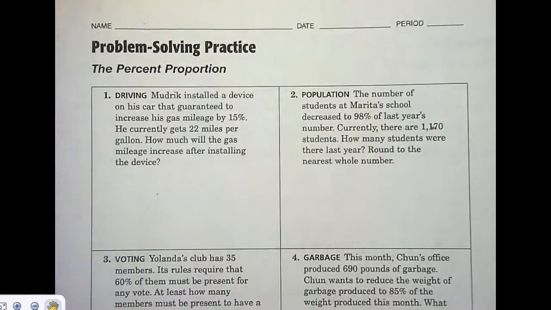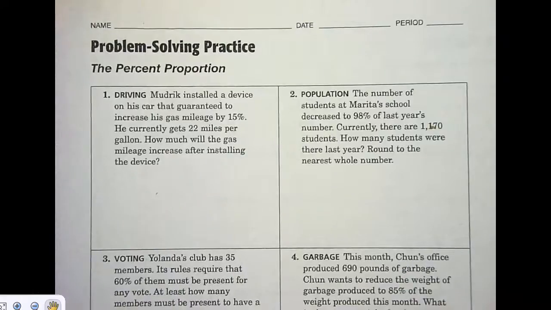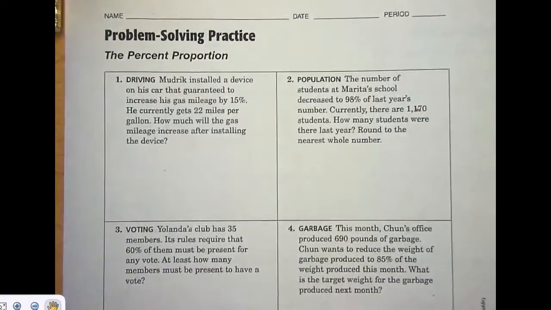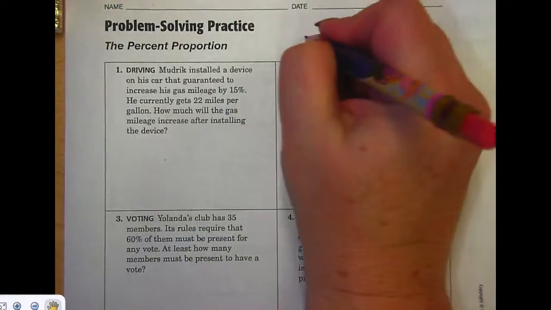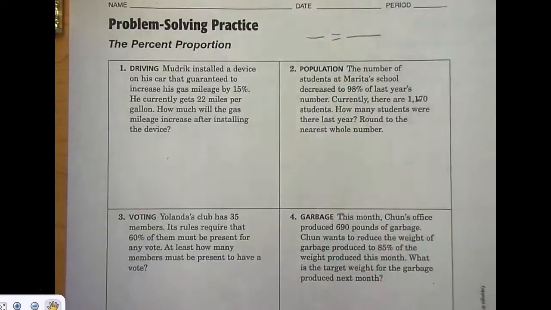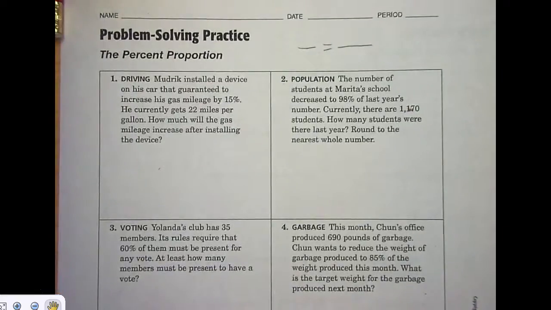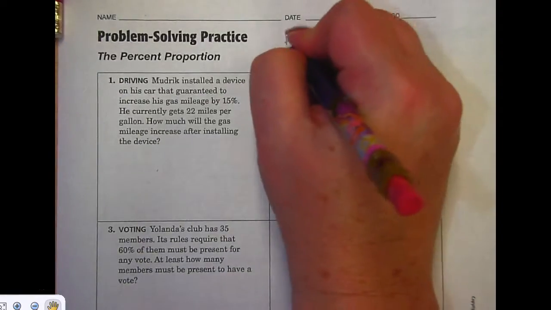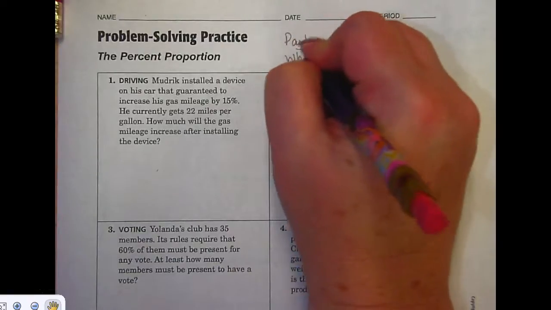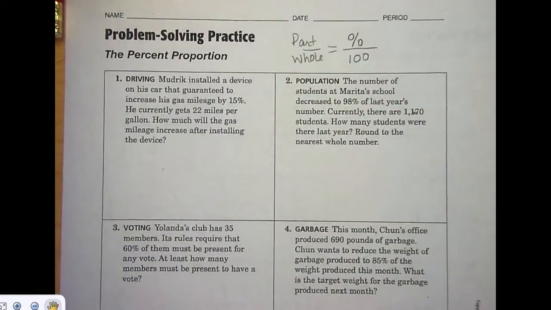Problem solving with the percent proportion. Now these can be a little more difficult because sometimes it's hard to find the is and the of. Sometimes you have to make sense of it as the part and the whole. You're still going to start with that same percent proportion, the percent over 100 and the part over the whole. So you're going to have to use some reasoning sometimes and figure out what the part and the whole is. Sometimes it has the is and of keywords, sometimes it does not.